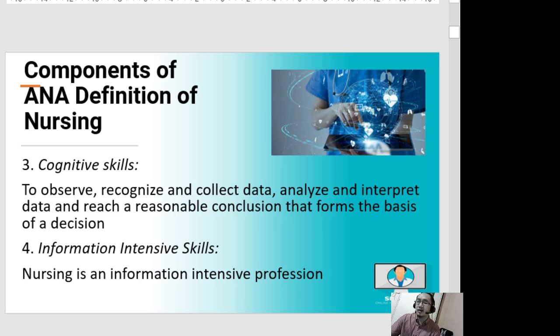Then number 4, information intensive skills. This refers to our nature in nursing, which is very comprehensive and very demanding in terms of information and data. For example, in our basic principle of the nursing care process, which starts with information, starts with data, until the very end of that process, evaluation, we always consider data as very important input in our practice in nursing. So again, we must possess these skills.